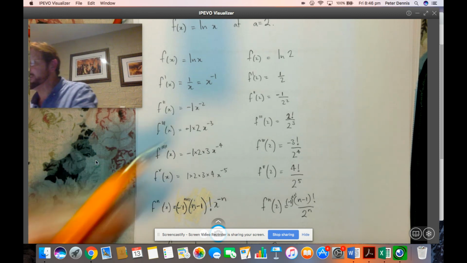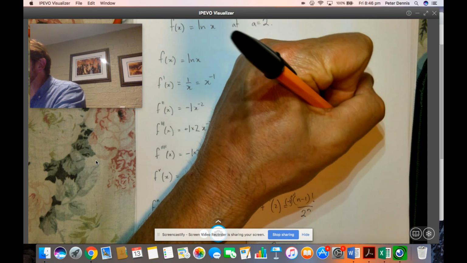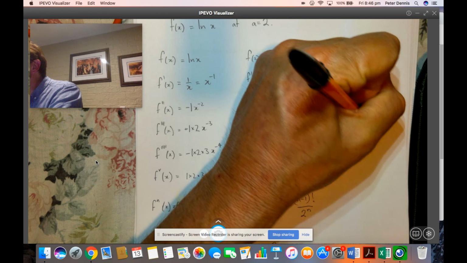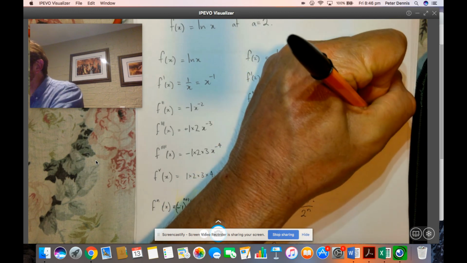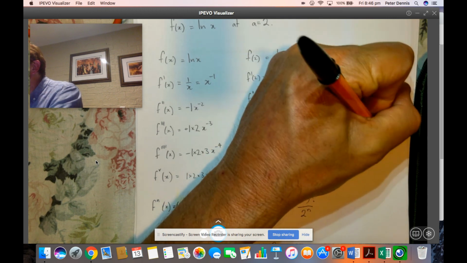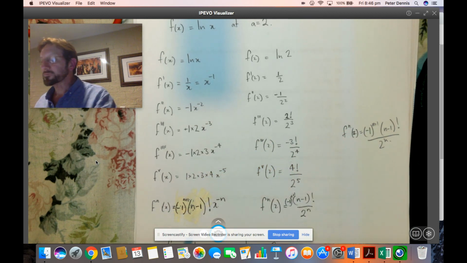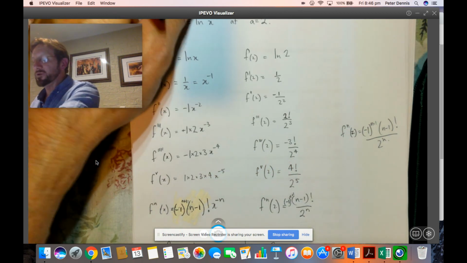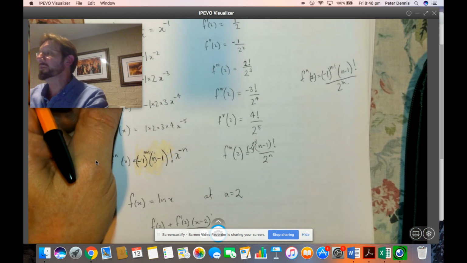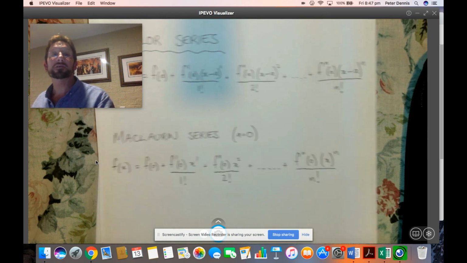It's not the best, but f of n at 2, if I write it again up here, is going to equal minus 1 to the power of n plus 1, times n minus 1 factorial over 2 to the power of n. Okay? So what does that give us for f of x, which is log x at x equals 2? And here we're going to fill in the Taylor series. So remember again, there's the Taylor series.